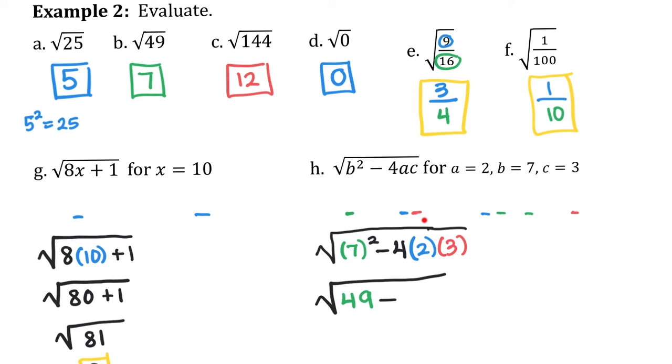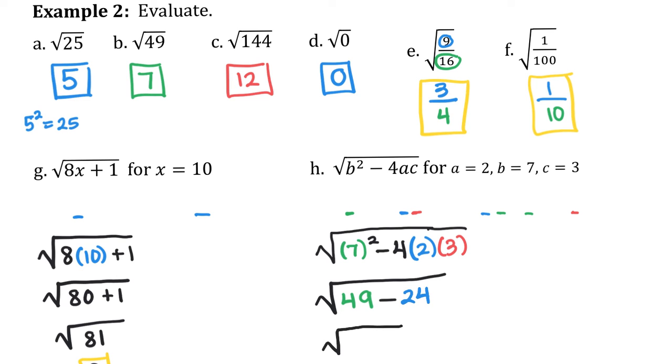So 4 times 2 is 8. 8 times 3 is 24. So it should be 24. If you want to go in a different order, I could go backwards. 3 times 2 is 6. And then 6 times 4 is 24. So no matter the order, you should get the same value. And sometimes one way is just easier than the other.